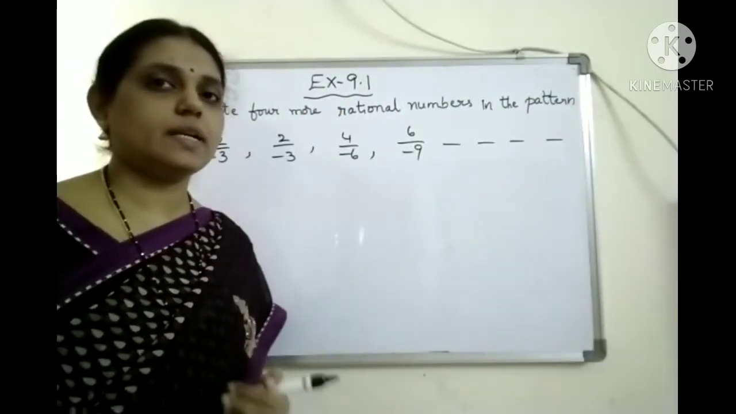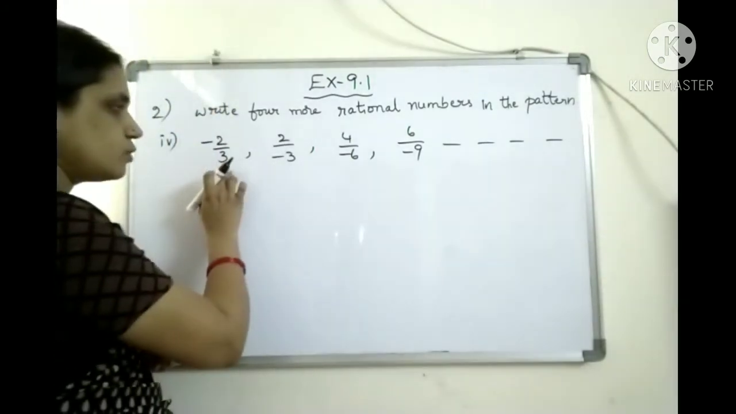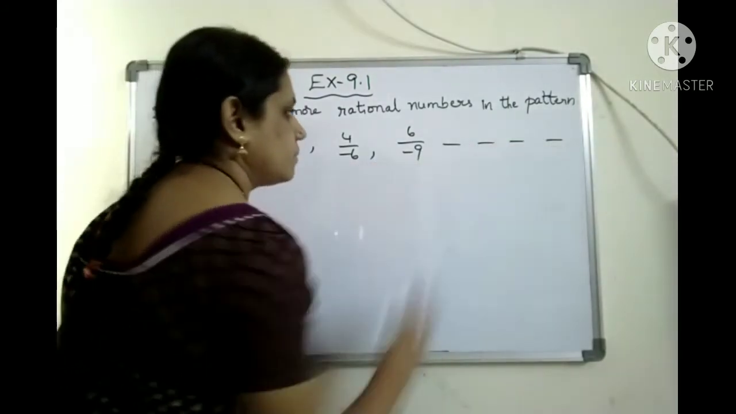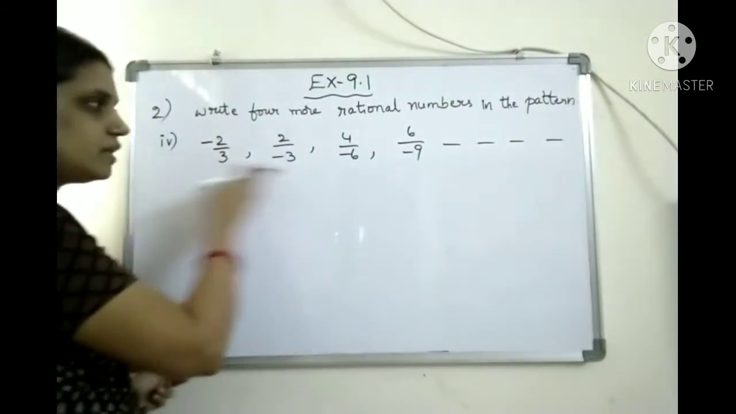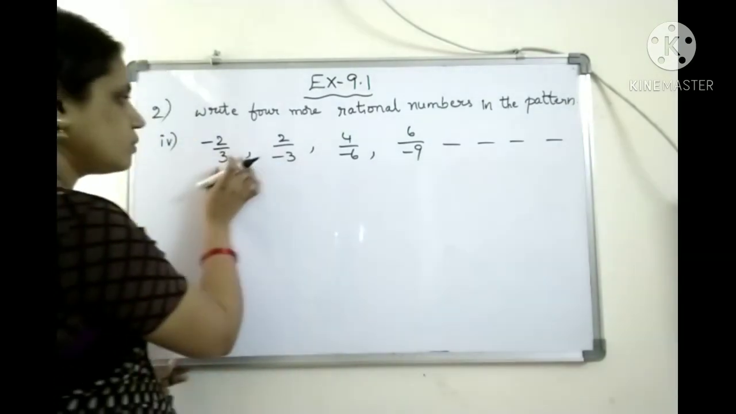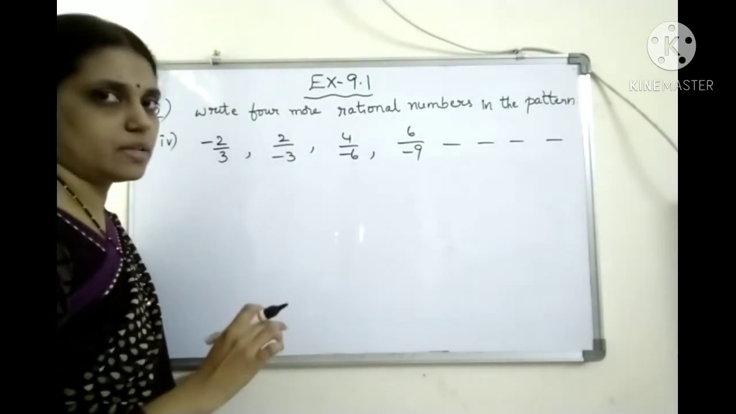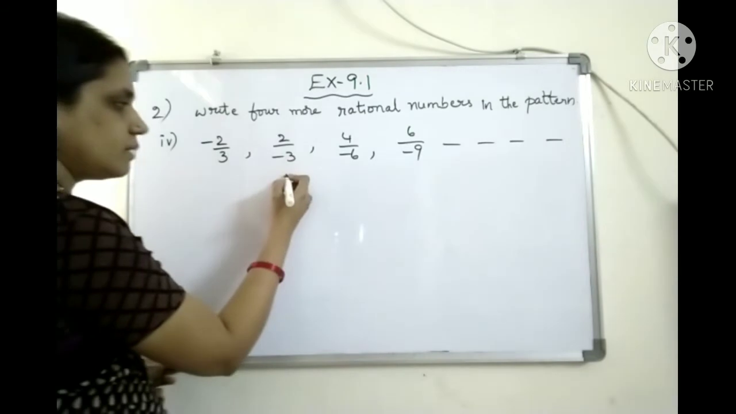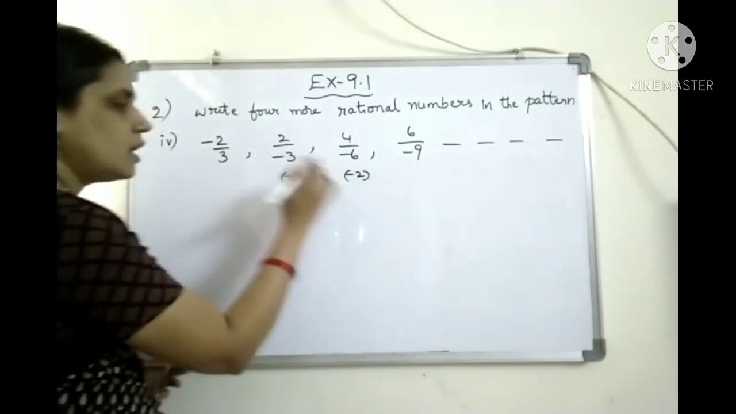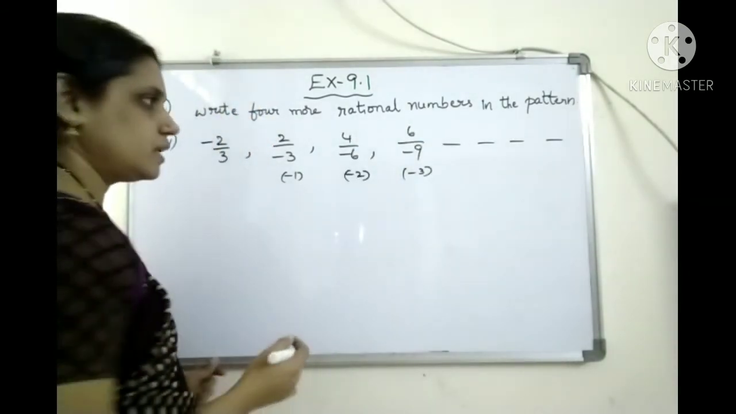The same question, second and third patterns you can try on your own. This is the fourth one. Minus 2 by 3, 2 by minus 3, 4 by minus 6, 6 by minus 9. 4 more rational numbers you have to write in the same pattern. Even here, these all are equivalent rational numbers. So here from minus 2 by 3, how will you get 2 by minus 3? By multiplying with minus 1. Okay. So here by multiplying with minus 1 we got this, and here by multiplying with minus 2, and here by multiplying with minus 3. So for the next one we have to multiply with minus 4.